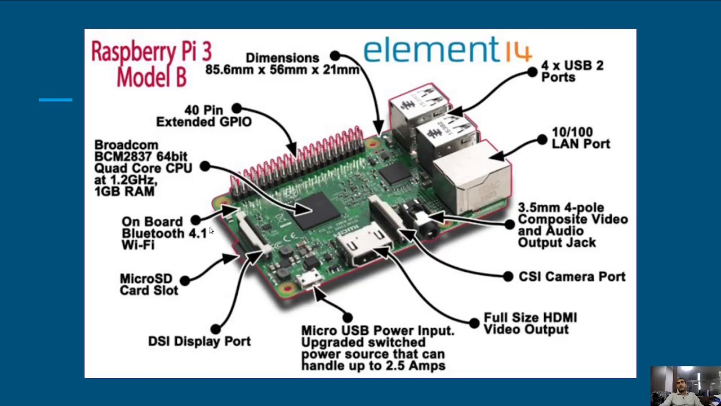Then Bluetooth and Wi-Fi are also available on board. So these are the communication interfaces. Besides that, this LAN port is another communication interface, and the USB ports are the other interfaces. For video and audio, we have a 4-pole audio jack available. We have a camera port available. Then we have full-size HDMI support available in this.